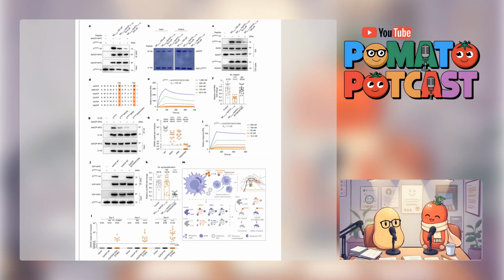The variation occurs at positions 723 and 728 on the VCP protein chain. In the Aedes mosquito, the one that spreads dengue, those positions are occupied by aspartic acid and asparagine. We call them D and N. But in the Culex mosquito, those exact same positions are occupied by glutamic acid and glutamic acid, E and E.